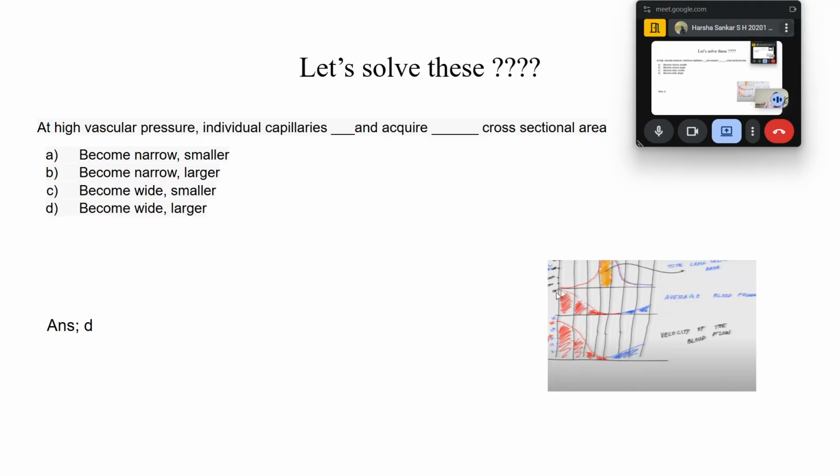If you remember, the cross-sectional area of capillaries is the maximum, right? So the cross-sectional area is becoming larger. So that option is B or D, right? And now it's about whether individual capillaries become narrow or become wide. You see at the same spot, the cross-sectional area is increasing. That means it is becoming wider only. So the correct answer is option D.